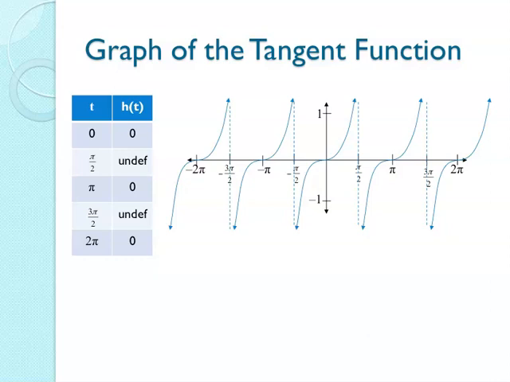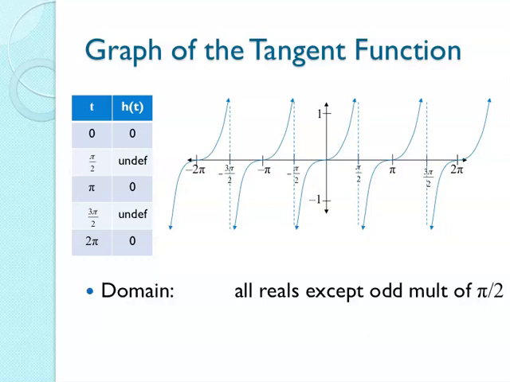Okay, so the domain is everything except for all those vertical asymptotes. We see the vertical asymptotes are at pi over 2, 3 pi over 2, and the next one would be at 5 pi over 2. So you'll notice the pattern is that it's all real numbers except for odd multiples of pi over 2. The range is from negative infinity to infinity, so no restrictions there.